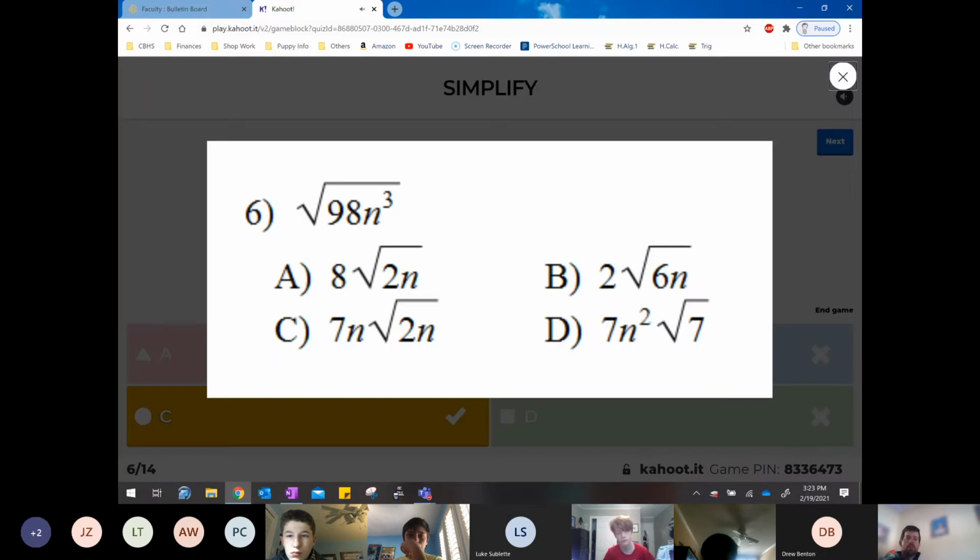All right, pretty good, pretty decent. 98 is 49 times 2. So we got 7 on the outside, 2 on the inside. N cubed has an n squared that we would pull out. So you got an n on the outside.